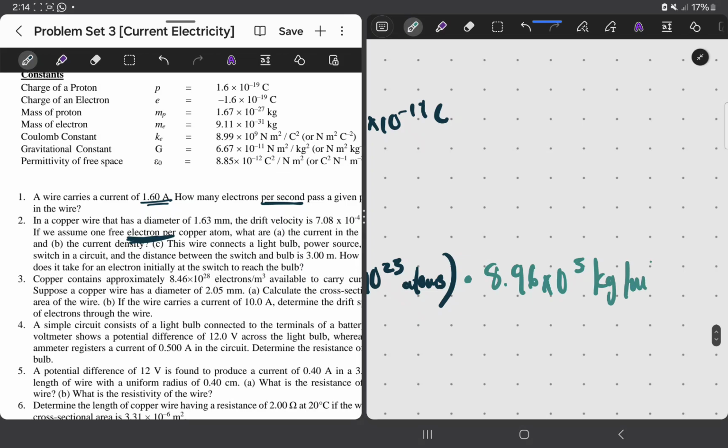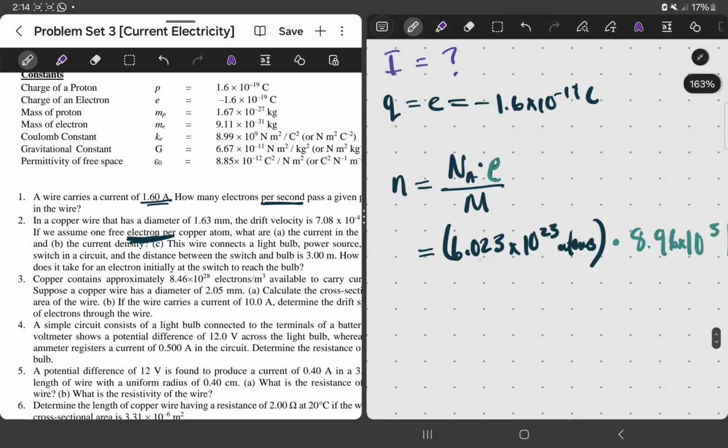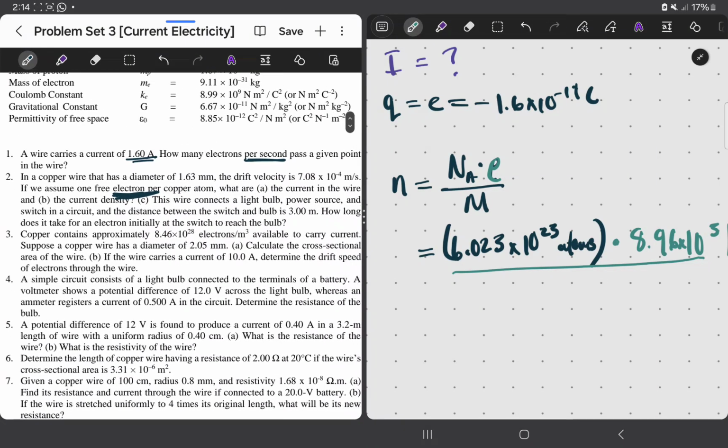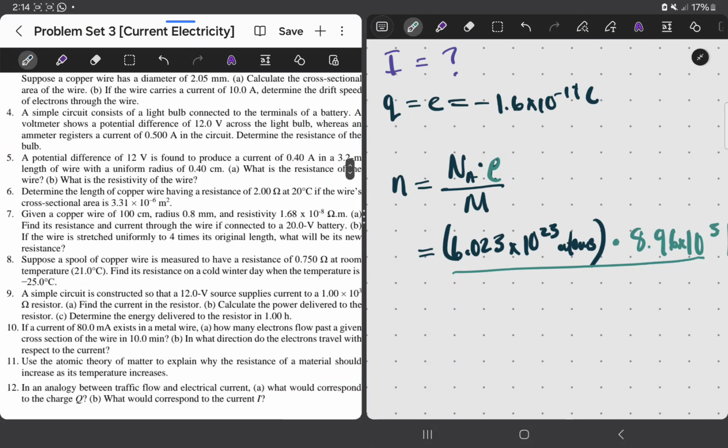It's kg per cubic meter, 8.96 times 10 to the power of 3. So this is going to be density, divided by M, which is the molar mass of your material. You pick it from your periodic table. They haven't given it to us here on your constants, but probably they would if you have the periodic table at the bottom.